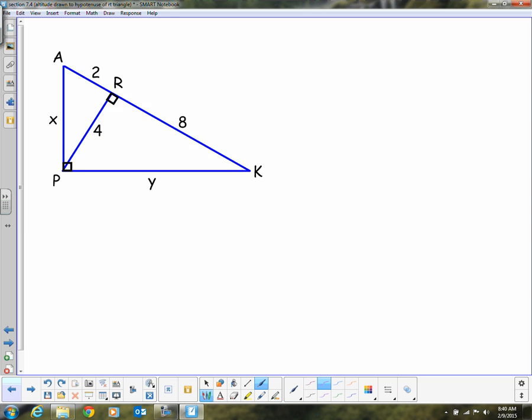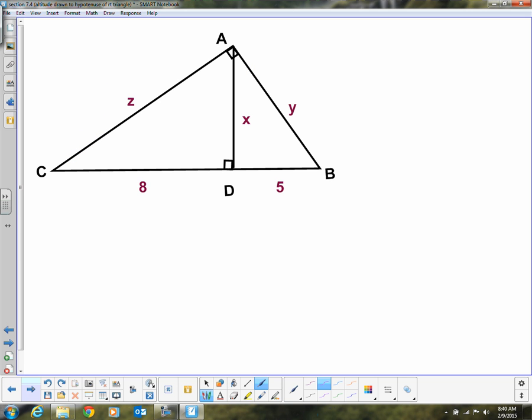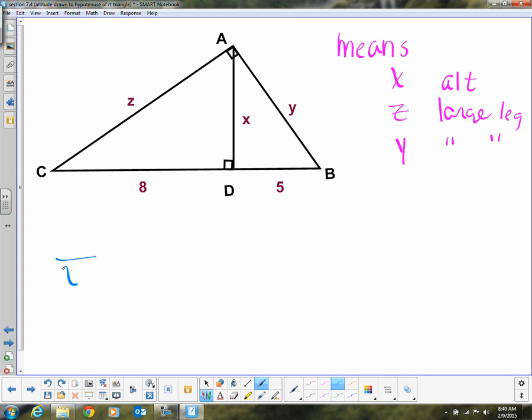All right, so now I'm going to go back to this one. I need to do another one. You can get it tonight. So what are the means on this one? X is the altitude. Look at the big triangle. Z is a large leg, and Y is the other large leg. So what do we do with those? We put them in the what position? The mean position.